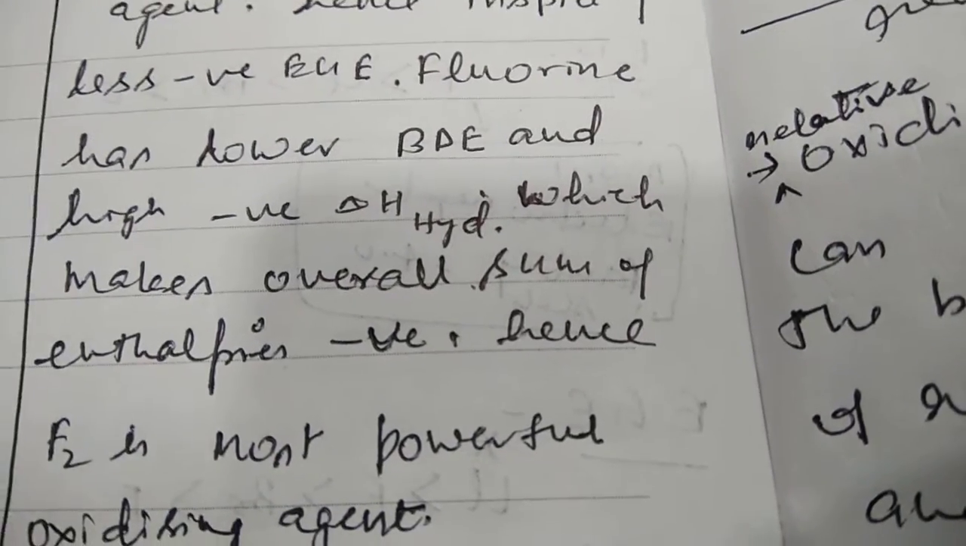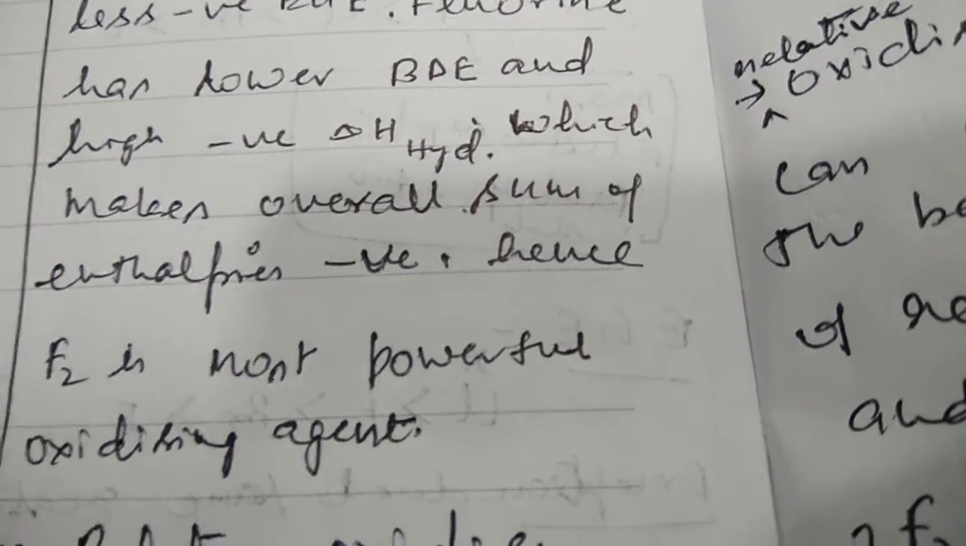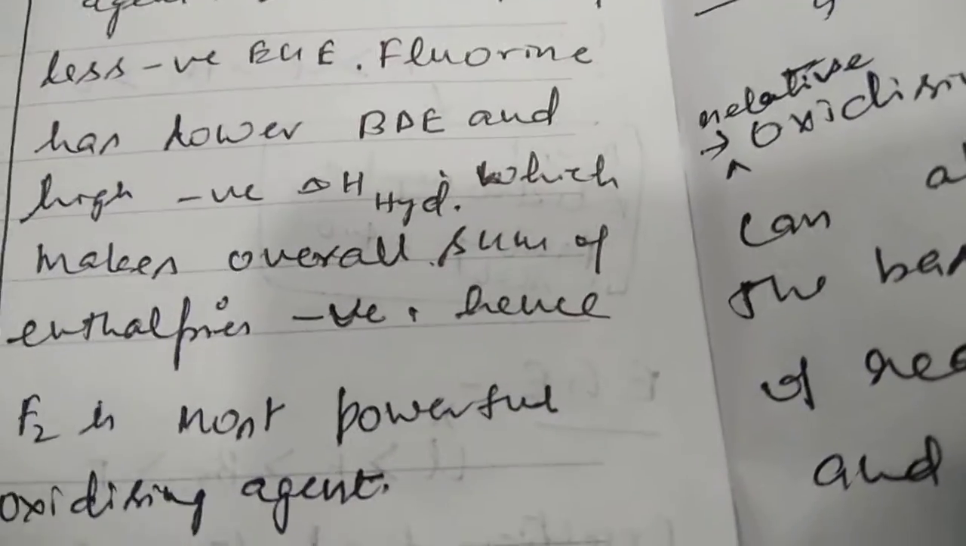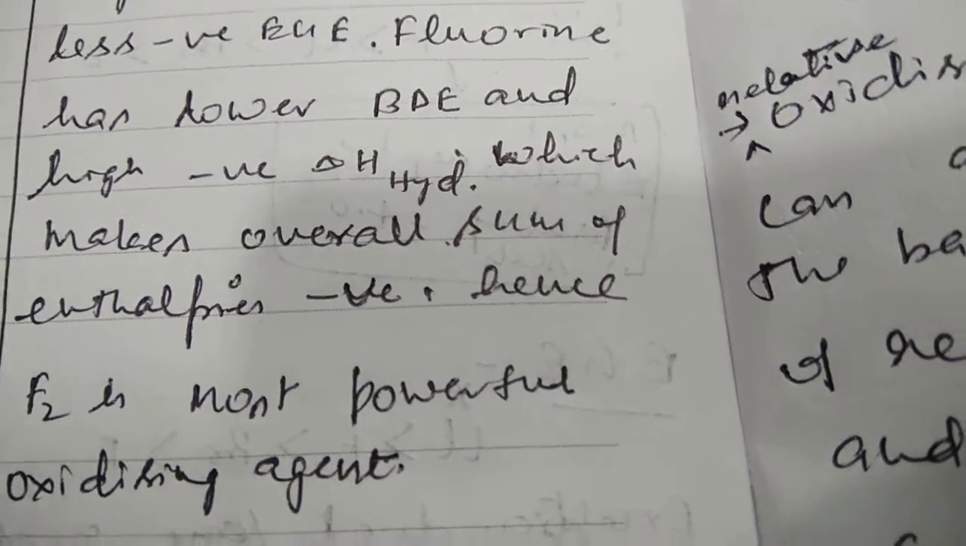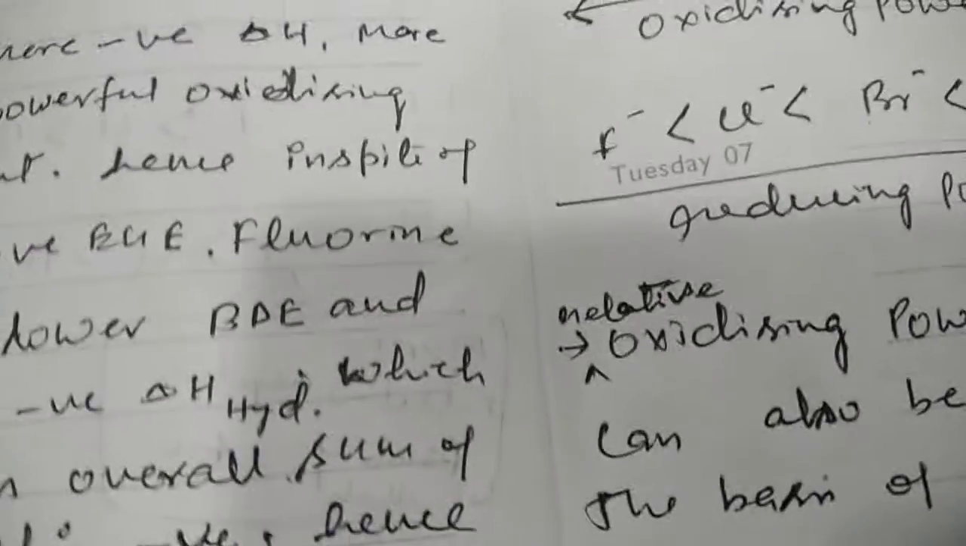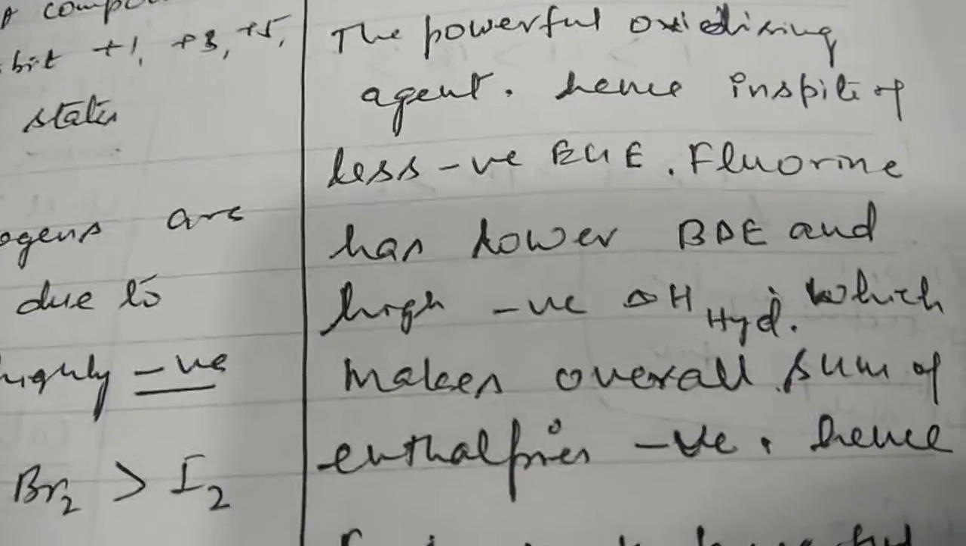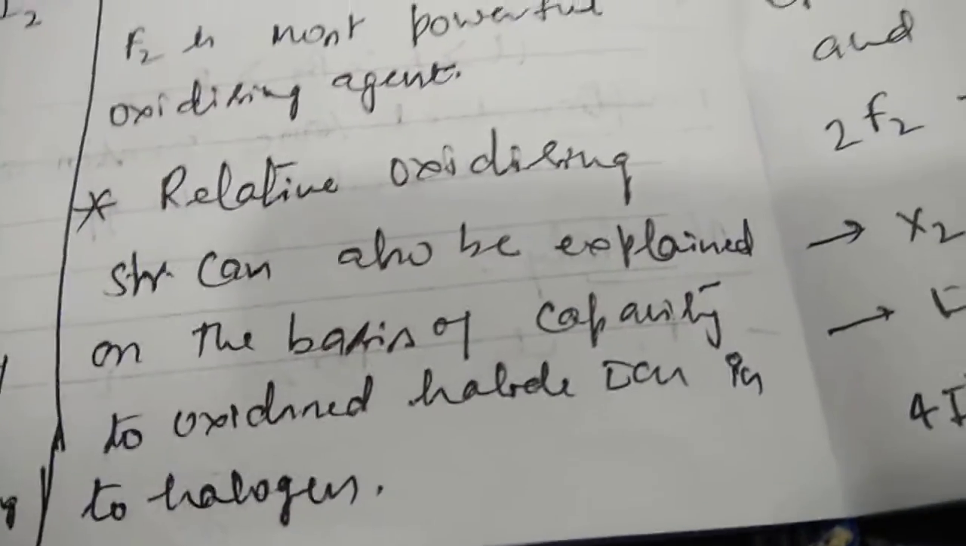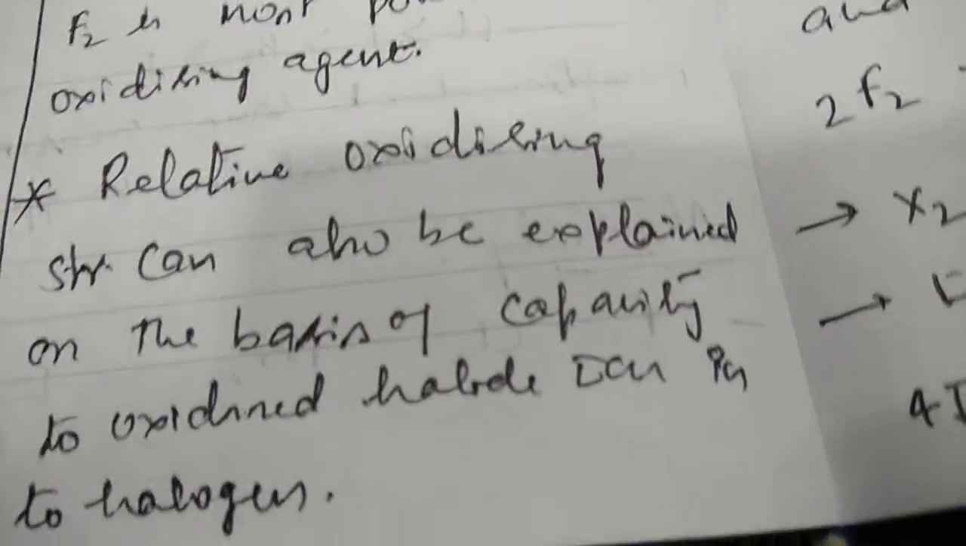That is why F2 is powerful, or you can say the most powerful oxidizing agent among halogens, in spite of its less negative electron gain enthalpy in comparison to chlorine. So this is important here, that relative oxidizing power. Okay, so next one, similar concept, same topic, that can also be explained by another parameter.